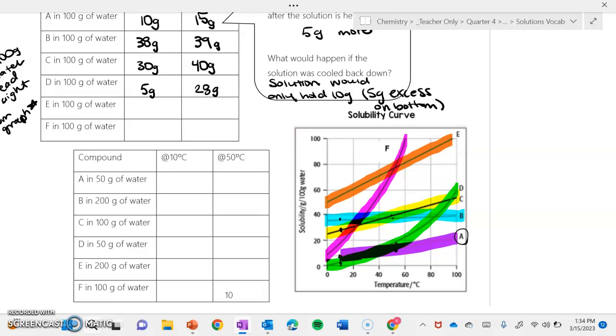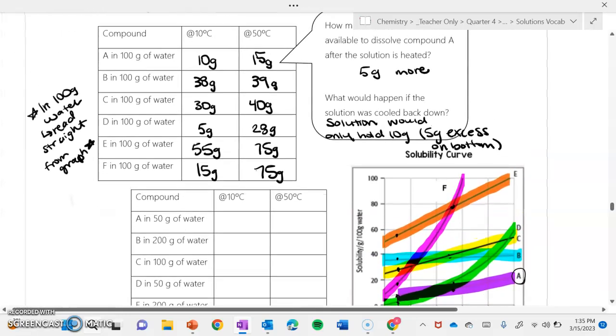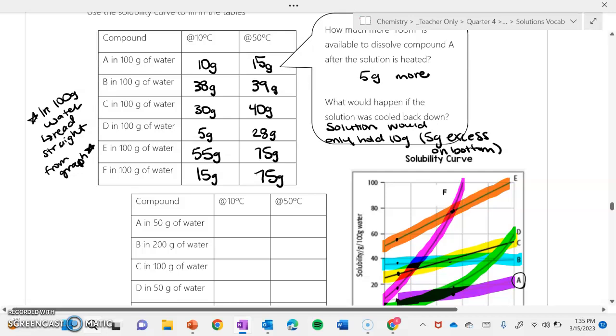And again, we're just reading straight from the graph at these different temperatures because it's at the default of 100 grams. For solute E, we're about here, so 55 grams. And at 50 degrees, about 75 grams. And then F, it's our pink line down here. About 15 grams can dissolve, and then at 50 degrees, about 75 grams. So there's our amounts that we can dissolve at different temperatures, reading it from each of those graphs.